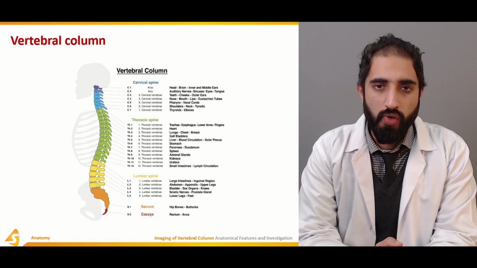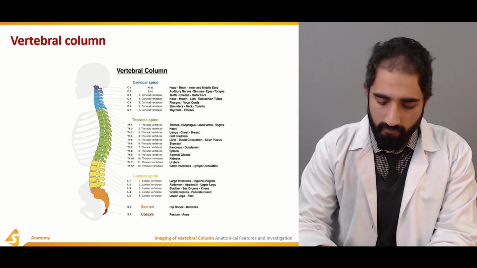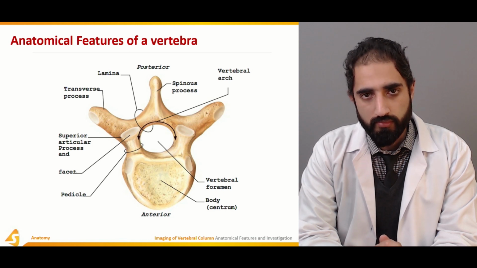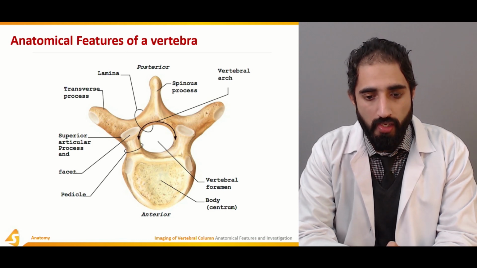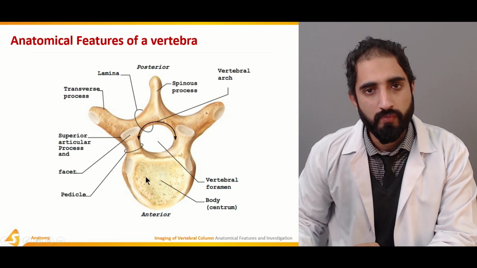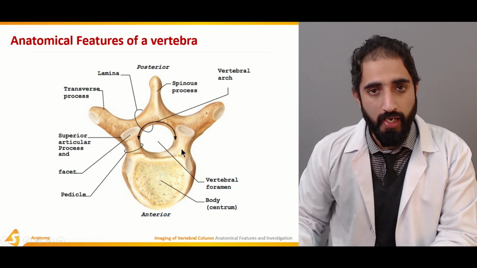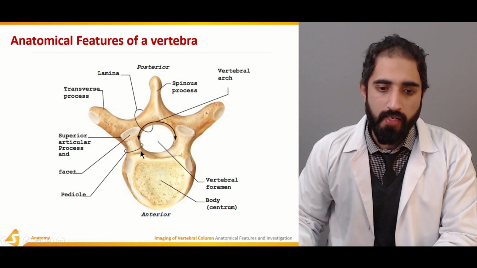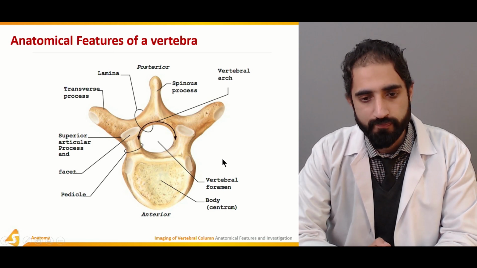All of these vertebrae have a lot of things in common, but they may have some differences as well. So if we talk about the commonalities in these vertebrae, regardless of whether they are cervical, thoracic, or lumbar, we can take a look at this picture in which all of these vertebrae have a vertebral body, which is on the anterior aspect. Then we have pedicles on both sides extending posteriorly from the vertebral body. And from these pedicles, we have lateral extensions, which are known as transverse processes.